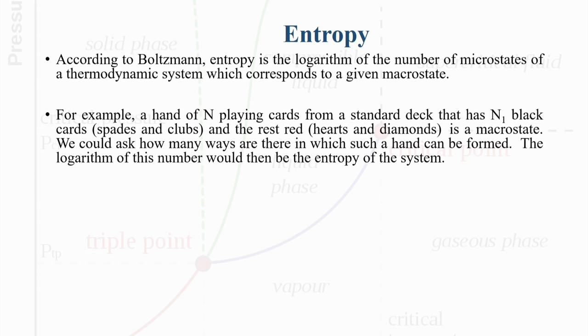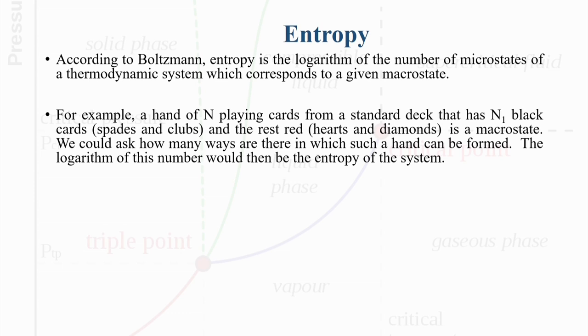Now, what is the microstate? The microstate is the precise, particular set of cards you have in your hand. For example, you can have two of spades, three of clubs, four of diamonds, ace of hearts.